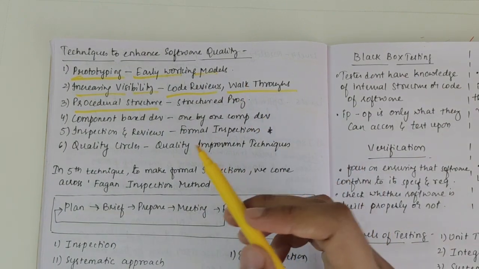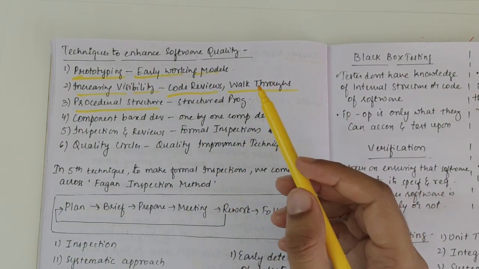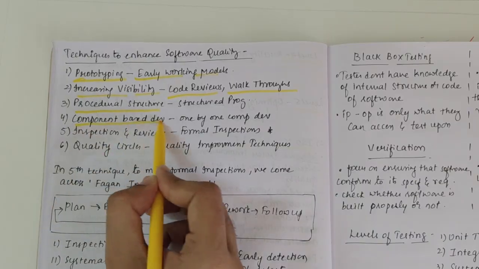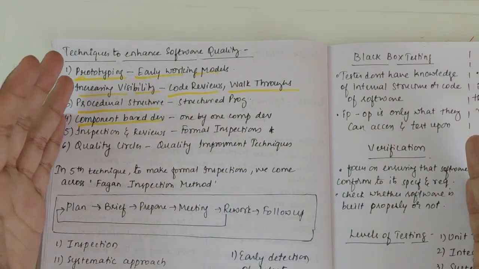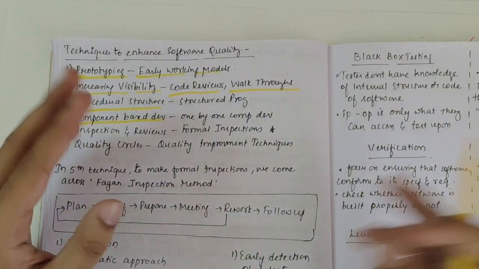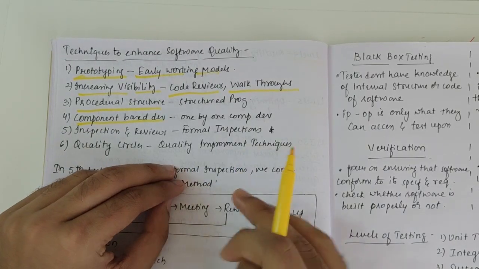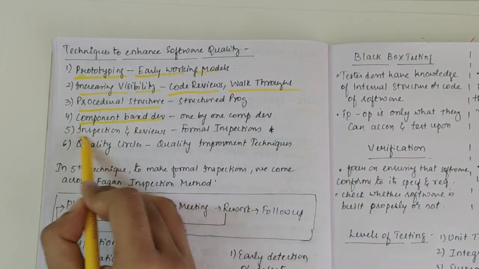So by following structured programming, we can make sure that the quality is maintained. Then we have component based development, that is, a big software project is broken down into components. You work on one component, achieve that, and then move on to another component. Then we have inspection and reviews.